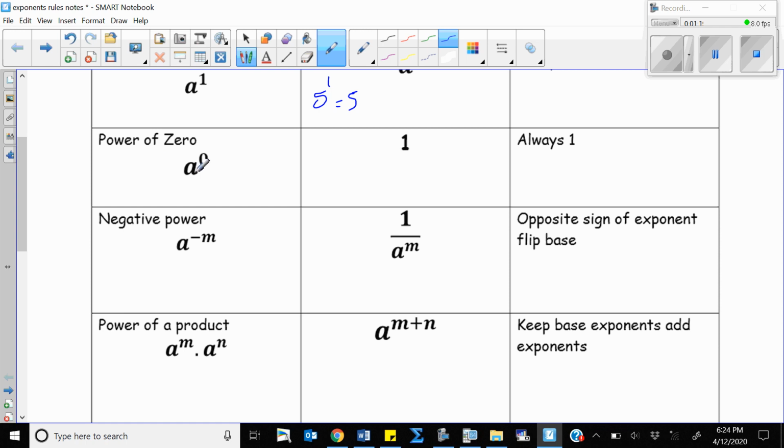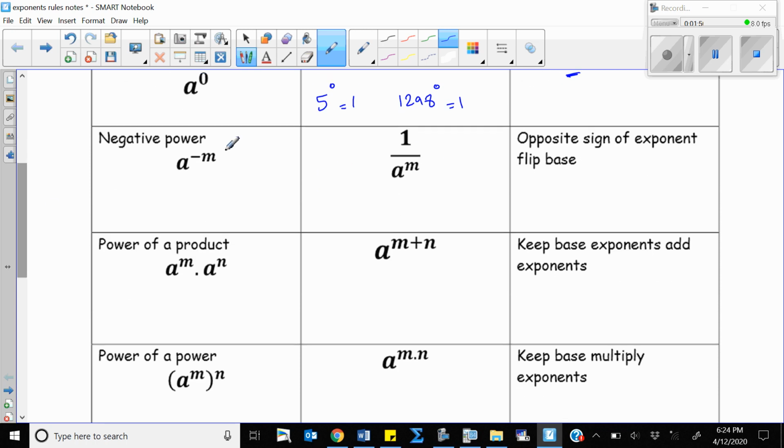Next one is power of 0. If you have something to the power of 0, that's always equal to 1. For example, if I have 5 to the power of 0, it's equal to 1. And it doesn't matter what my base is, it's always equal to 1 if it's raised to the power of 0. For example, 1298 to the power of 0 is 1. Whatever the number, anything to the power of 0 is always equal to 1.